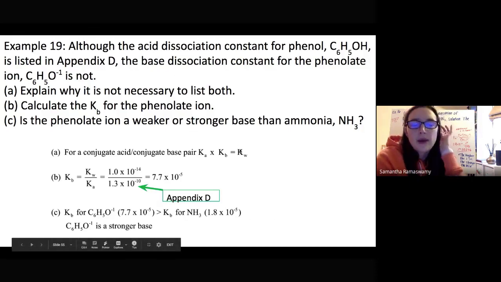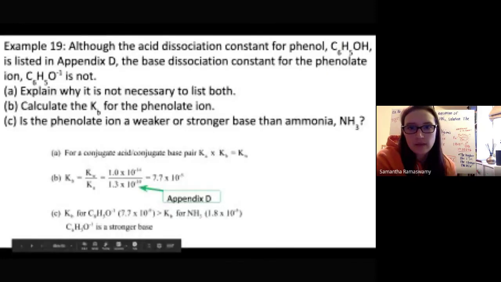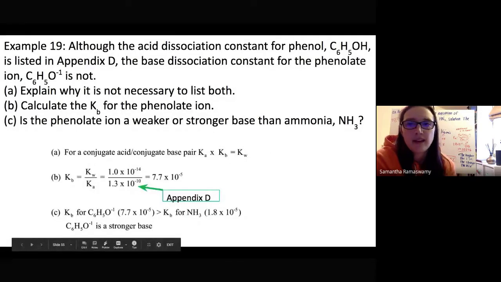Okay, so that's comparing Ka and Kb, looking at how we can calculate one if we have the other, and then how we can actually compare the strengths. So we can compare the K values, either Kb for bases or Ka for acids. We can compare those values and we can see which one is stronger, because the larger the value of K, the more the substance dissociates, and so the stronger either the acid or the base.